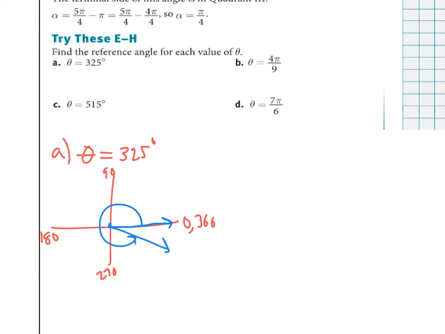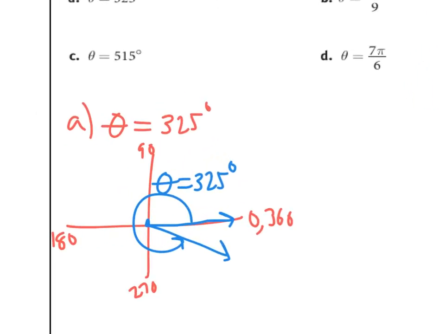Going around that way, that big angle is 325 degrees, right? So the reference angle here, we always use the terminal side, just right there. Since we're in quadrant 4, getting back to the x-axis would be right back here, and it's always the acute angle. So right here, that little piece is what we're going to use as our reference angle.